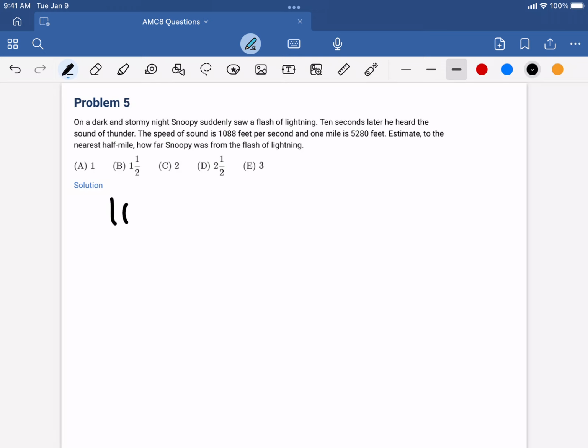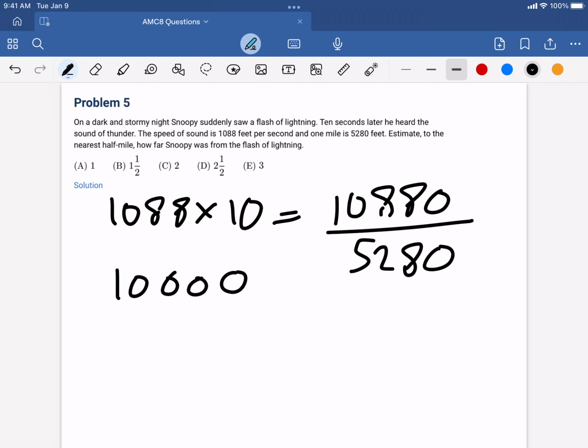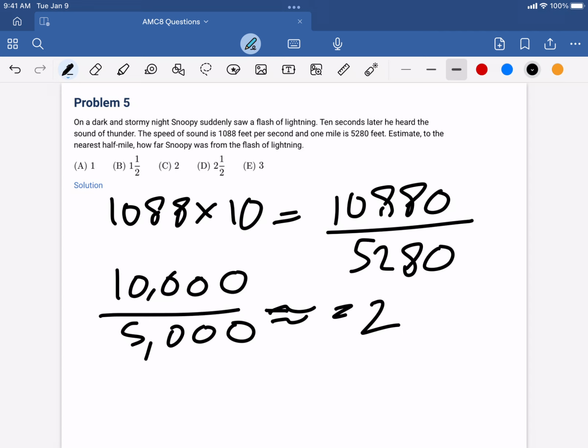So we have 1,088. He heard it 10 seconds later, so we multiply this by 10. Then we get 10,880. And then we divide this by the number of feet in a mile, so divide this by 5,280. So we can easily round this. If we round this to like 10,000 on the top and then 5,000 at the bottom, we can see that this is roughly equal to 2 miles. And so our answer is C.